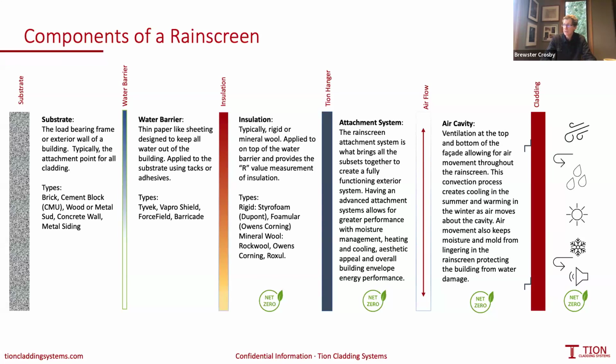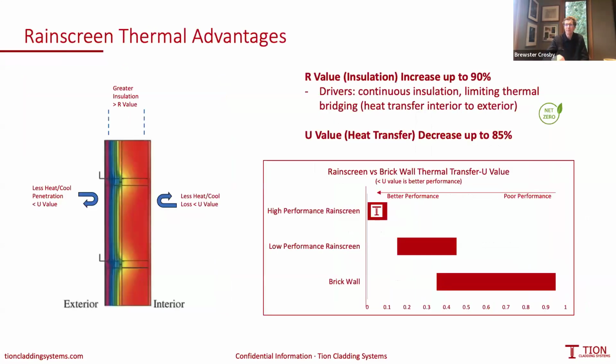And really what that cladding is doing is protecting the building from all the elements out there. So wind, rain, snow, sun, noise, etc. And so that's kind of the components of a rain screen. There are significant advantages right off the bat to a rain screen.